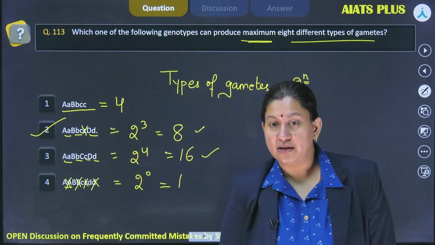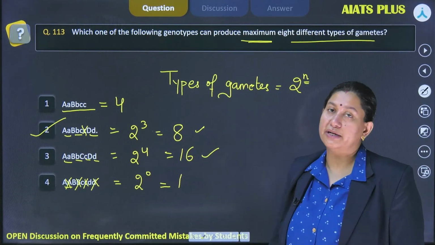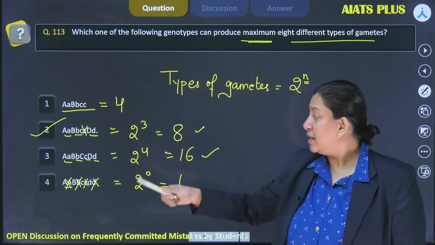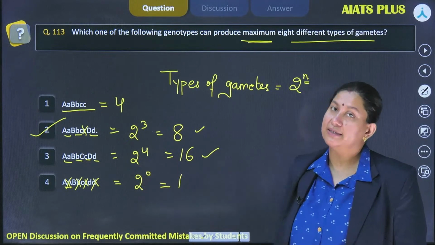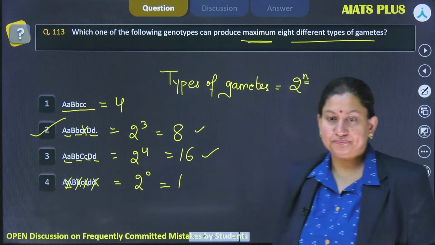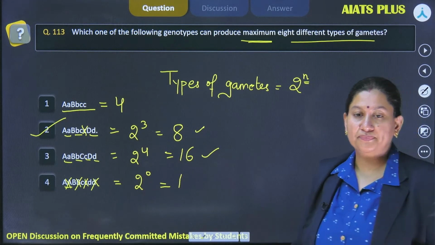It's not 3, it's option number 2, because a maximum of 8 different types of gametes is produced by this genotype only. The other is beyond 8, that's why it's an incorrect option, right? Okay. Is it being understood by everyone?